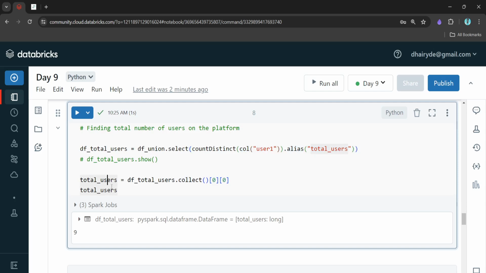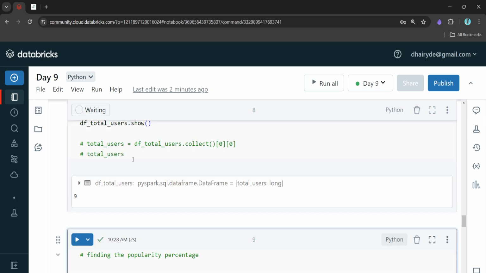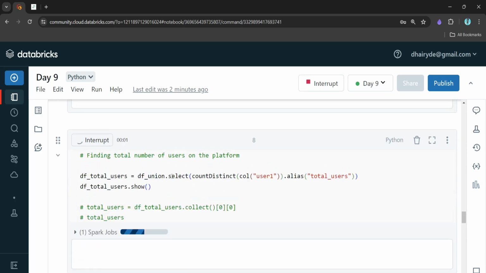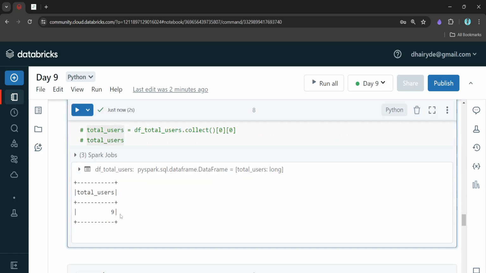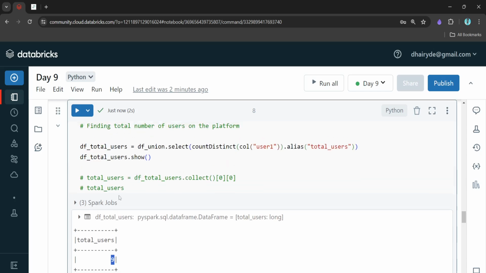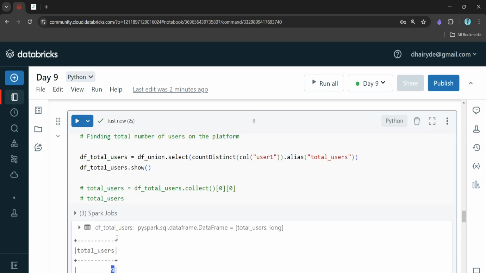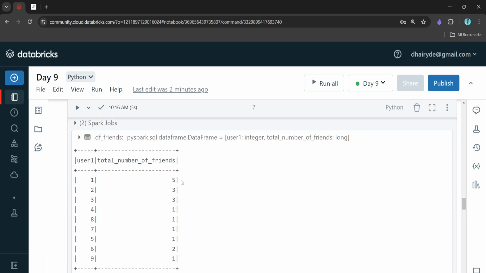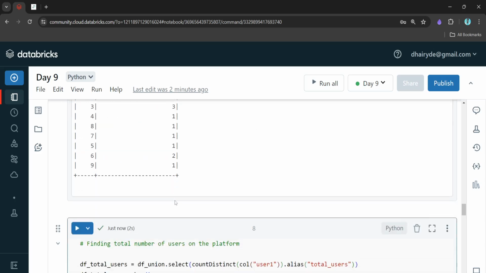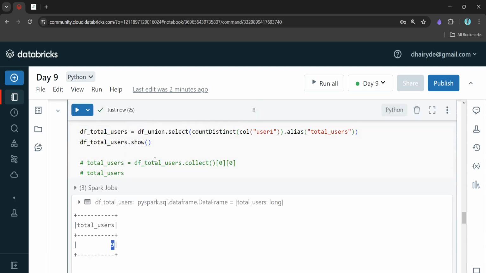So let me comment these things and print how the data would look like once we write the count distinct. So here, if you see, we have total 9 distinct users. So if you see here, this is a data frame. So in order to divide these values, basically 5 divided by 9, 3 divided by 9 multiplied by 100, we need a constant value, right? So what we can do, we can write the code like this. So let me do this first.